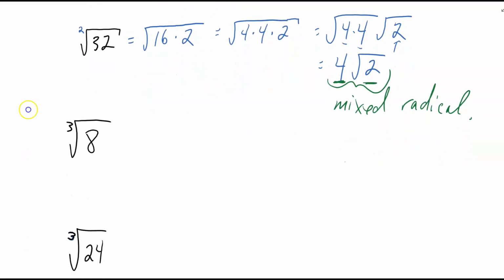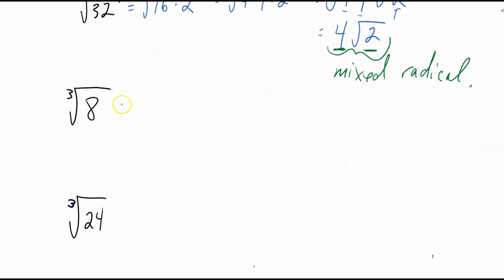Let's take a look at the cube root of 8. Cube root of 8, we can factor into the cube root of 2 times 2 times 2. And for cube roots, we look for one of 3 equal factors. There are 3 equal factors there, so the cube root of 8 is one of those, which is 2.